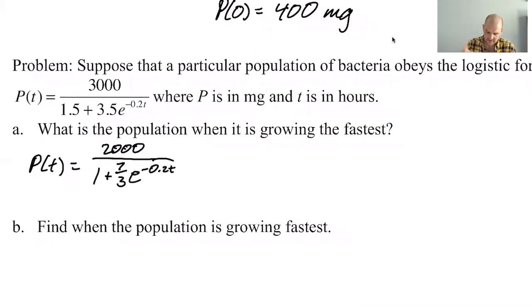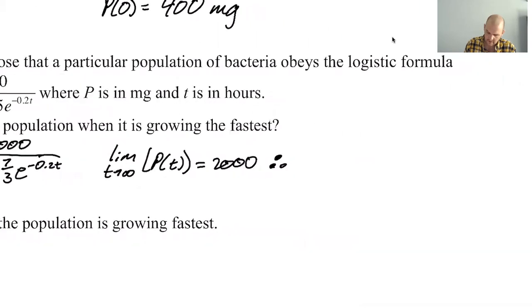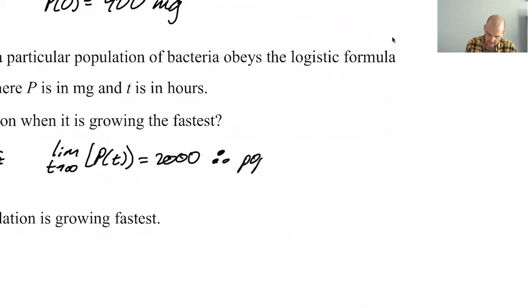What is the population when it is growing the fastest? All right, so the limit as t approaches infinity of P of t is definitely 2,000. Therefore, the population is 1,000 when growing fastest.